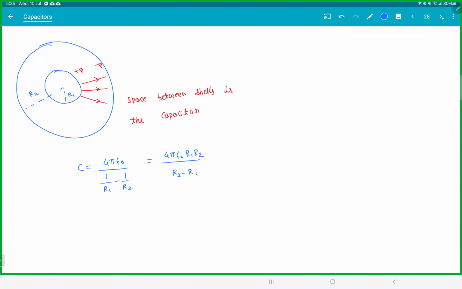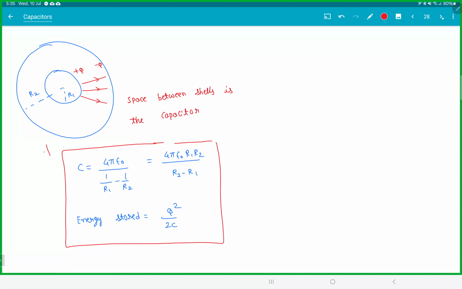Now, what about the energy stored here? You can use all the regular formulas. So energy stored is nothing but Q square by 2C. That formula is still valid. This is the formula for a spherical capacitor. Now in this, there is a variation. If R2 tends to infinity, it means it becomes a single shell.